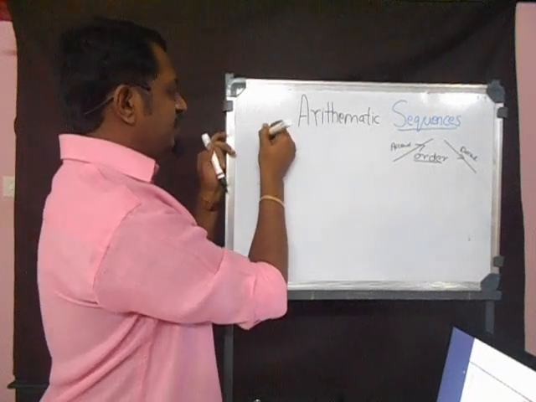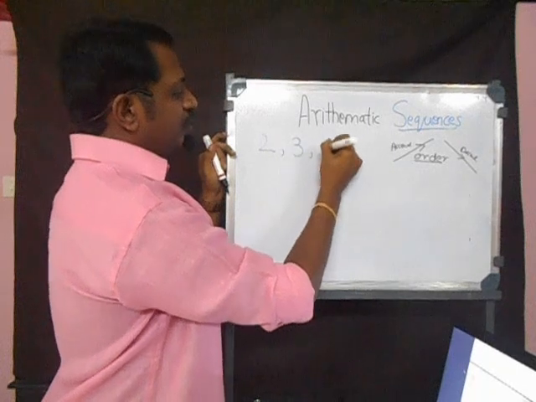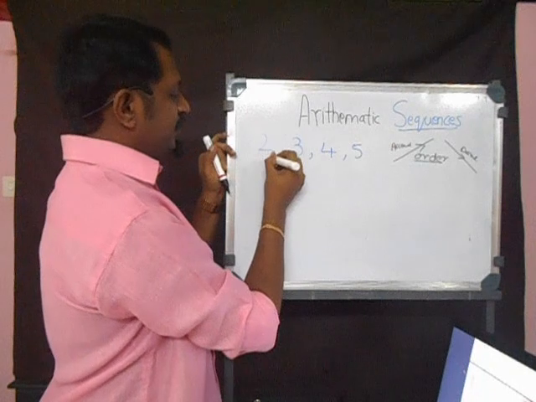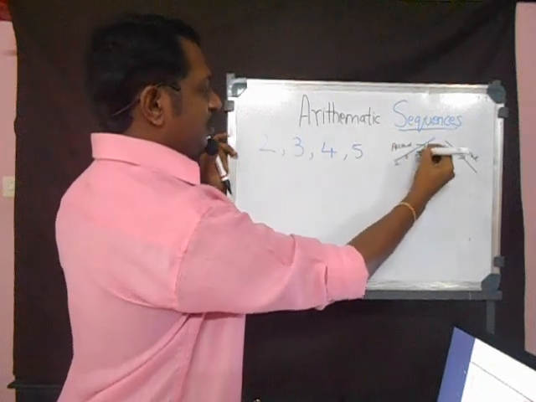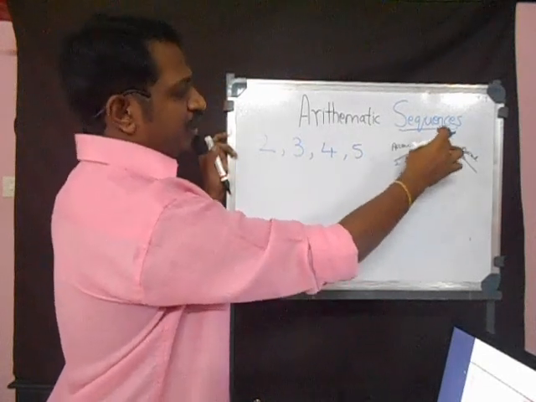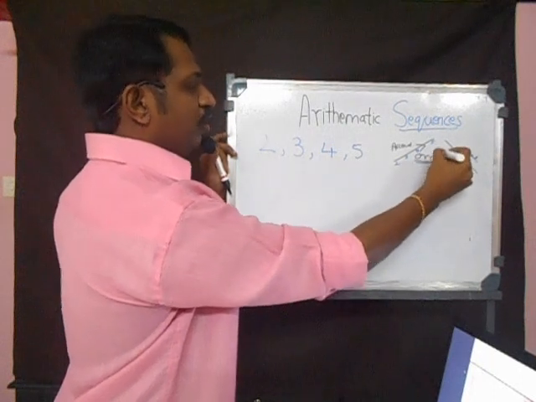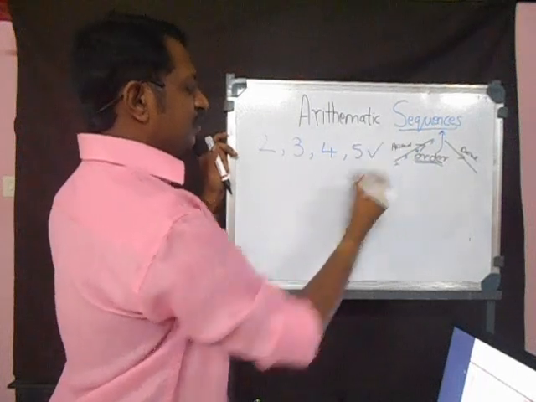So if there is a sequence called 2, 3, 4 and 5, you can see that this is in ascending order. That is, it starts from 2, 3, 4, 5. That means it is in order. Either way, you can take it in descending order. So that means the word order is important. If it is in order, it is a sequence. So this we call a sequence.